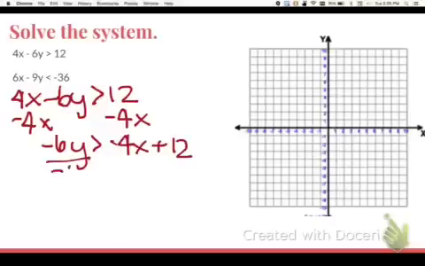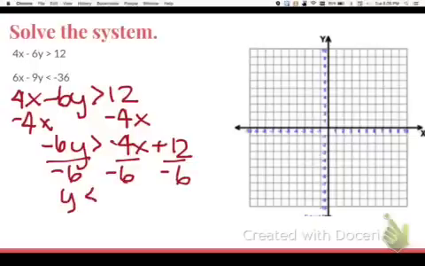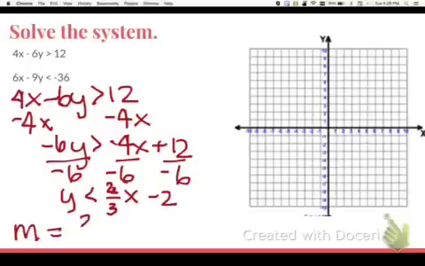I'm going to go ahead and divide both sides, every term, by negative 6. And just a friendly reminder, when you divide by negative 6, remember you need to go ahead and flip your inequality symbol. So it was greater than, now it's less than. So y is less than 2/3 x minus 2. My slope in this case is 2/3. My y-intercept is negative 2.